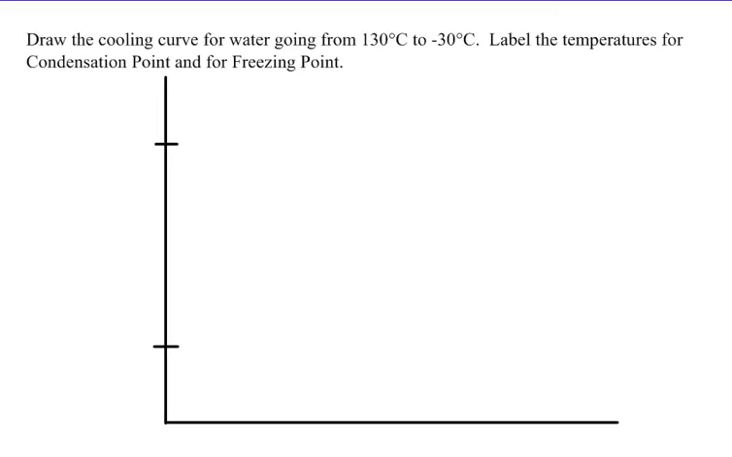All right, so taking what we've learned, I would like you to draw the cooling curve for water. Water's going to start at 130 degrees Celsius, so that's above its boiling point. And we're going to show it cooling down to negative 30 degrees Celsius, so that is below the freezing point. We're going to label the temperatures for condensation point and for freezing point. On the vertical axis, we know the values for water to be 100 and 0 degrees Celsius. And since the temperature is starting at 130, we can estimate maybe that 130 is perhaps here.